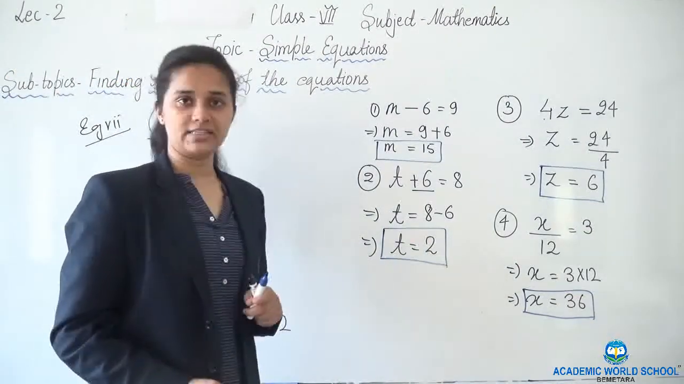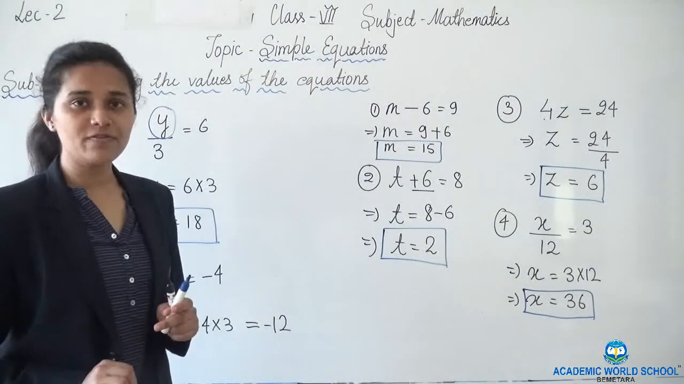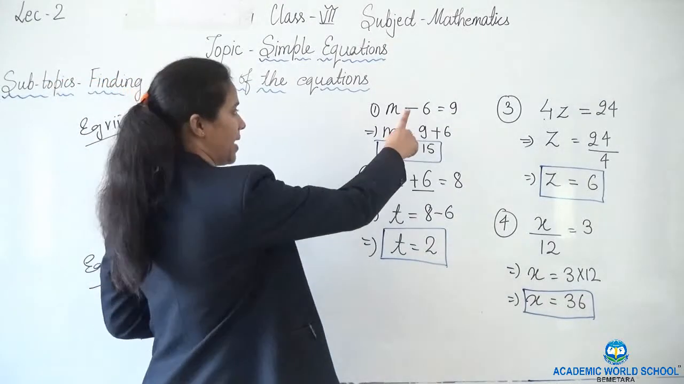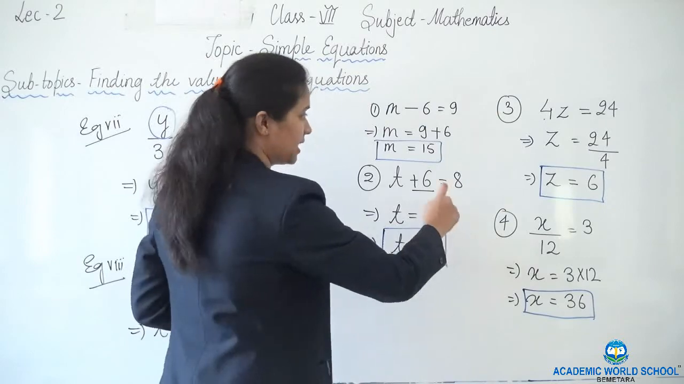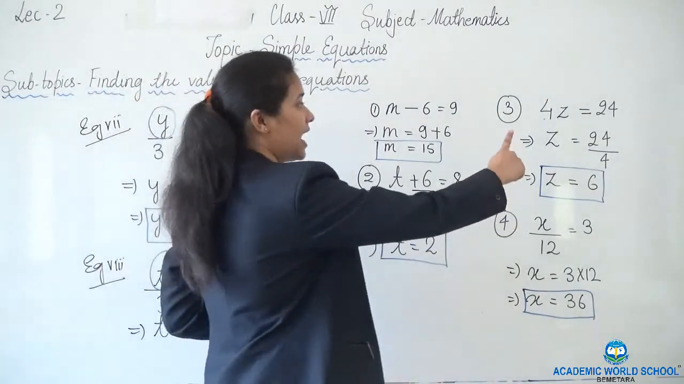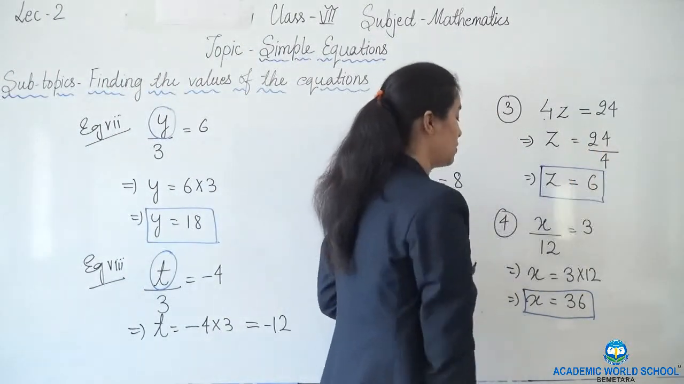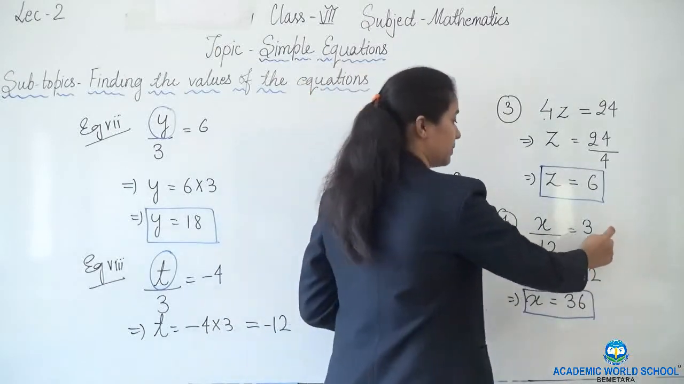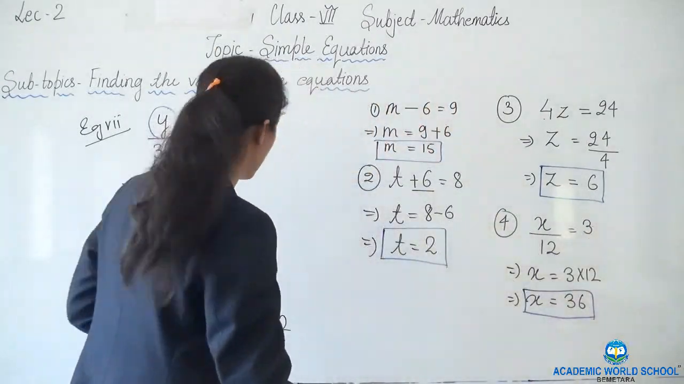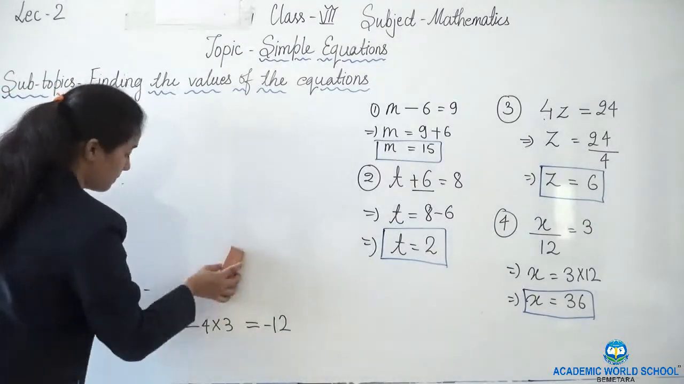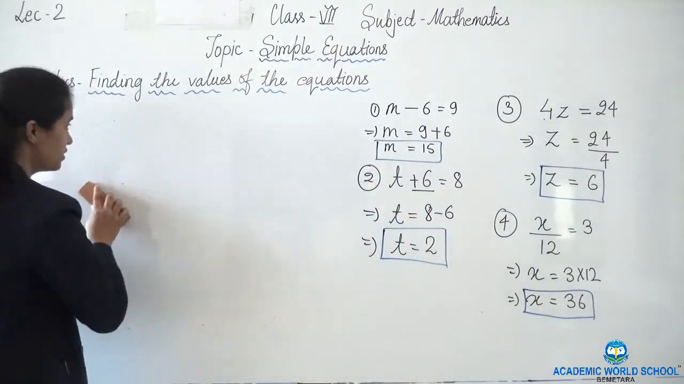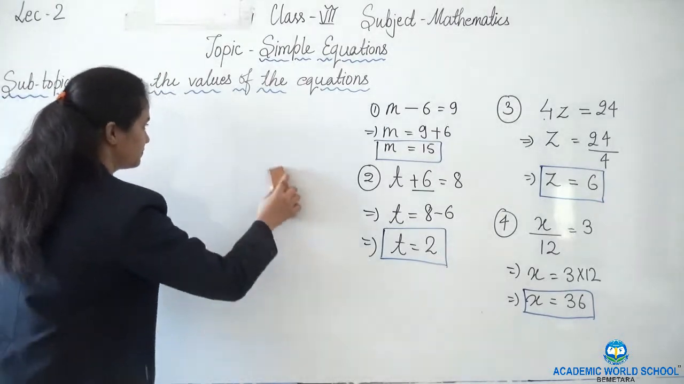There are 4 types of examples with 4 types of contents. When minus changes its sign, it becomes plus. When plus changes its sign, it becomes minus. When multiplied changes its sign, it divides. When divided changes its sign, it multiplied. Now we will do a few questions where we have mixed types of equations.